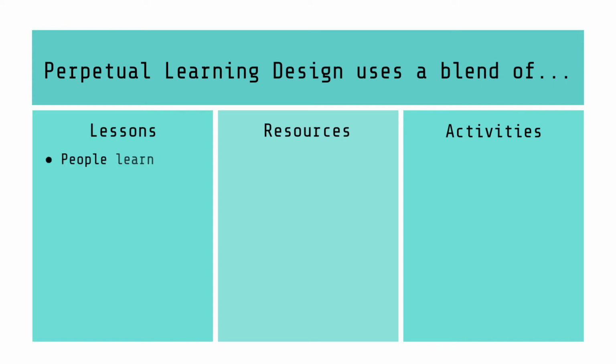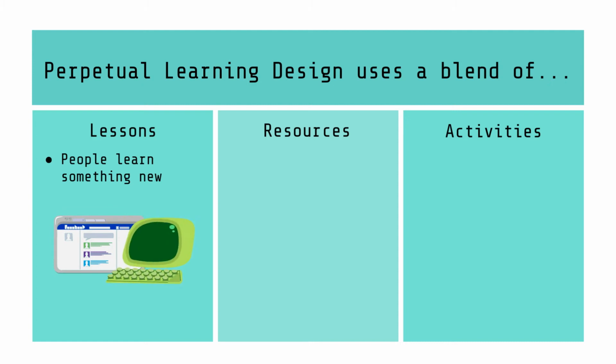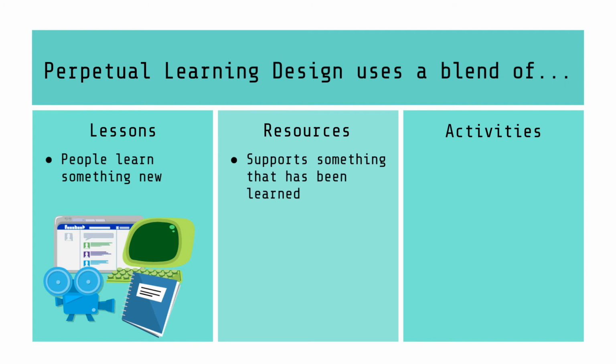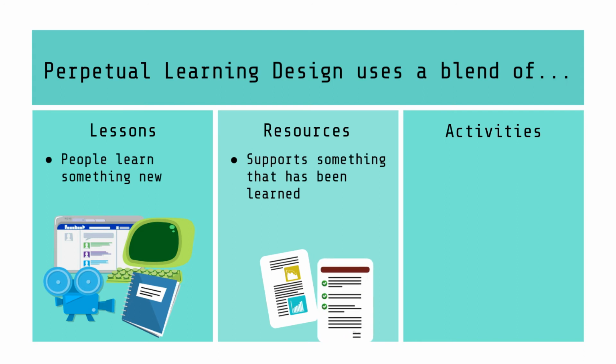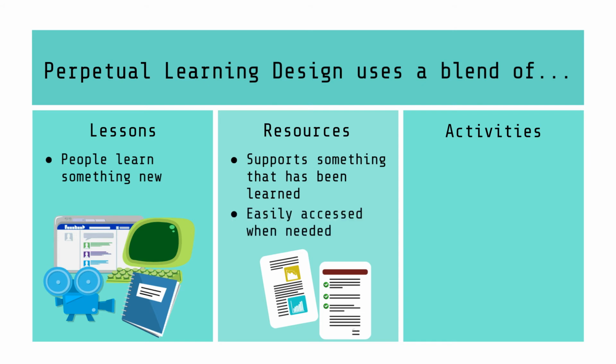A lesson is where people learn something new. This could be via a virtual classroom, e-learning module, video, reading, or any other method of delivering new content. A resource supports something that's been learned, either as a reminder, like an infographic or job aid, or a tool to assist someone through a process. A resource is not meant to be a primary learning method. It's something that can be easily accessed and used whenever it's needed.